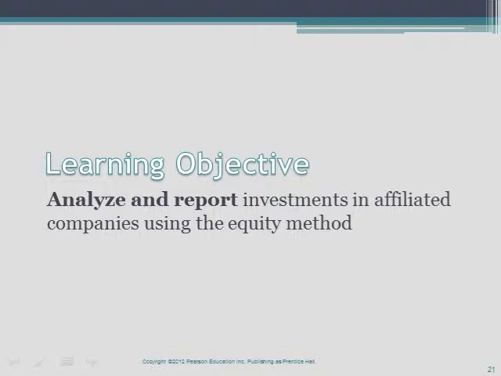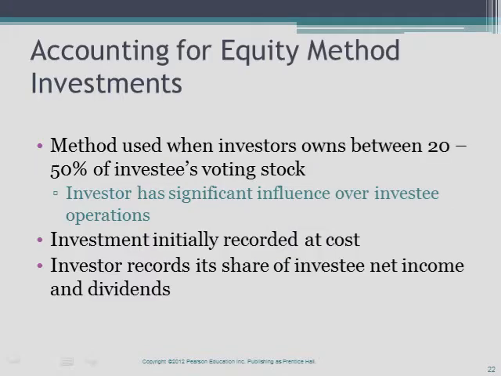And so next we want to discuss how to analyze and report investments in affiliated companies using what we call the equity method. So an investor with a stock holding between 20% and 50% of the investee's voting stock may significantly influence the investee. Such an investor can probably affect dividend policy, product lines, and other important matters. Investments accounted for by the equity method are recorded initially at cost. Under the equity method, the investor applies its percentage of ownership in recording its share of the investee's net income and dividends.